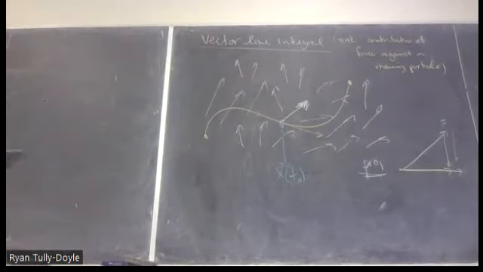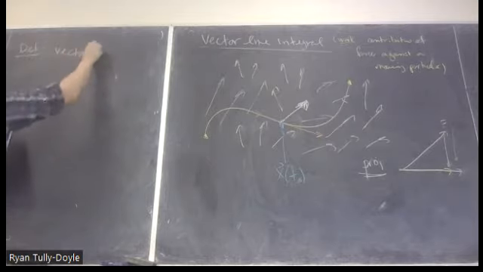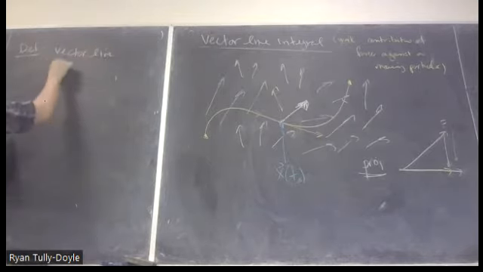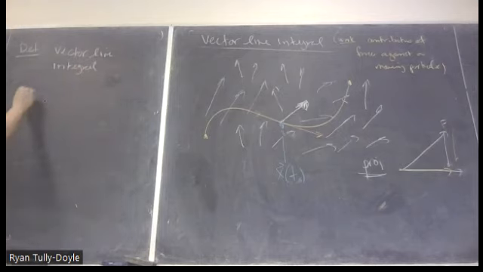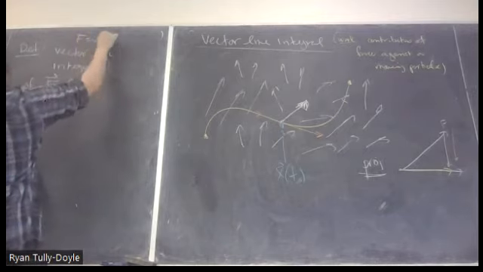Okay, so here's the definition, and we'll see if we can untangle what's going on. So this is the definition. The vector line integral defined like so. When I write capital F here, I want you to think of a vector valued function. So this is a vector field. F has to be a vector field.